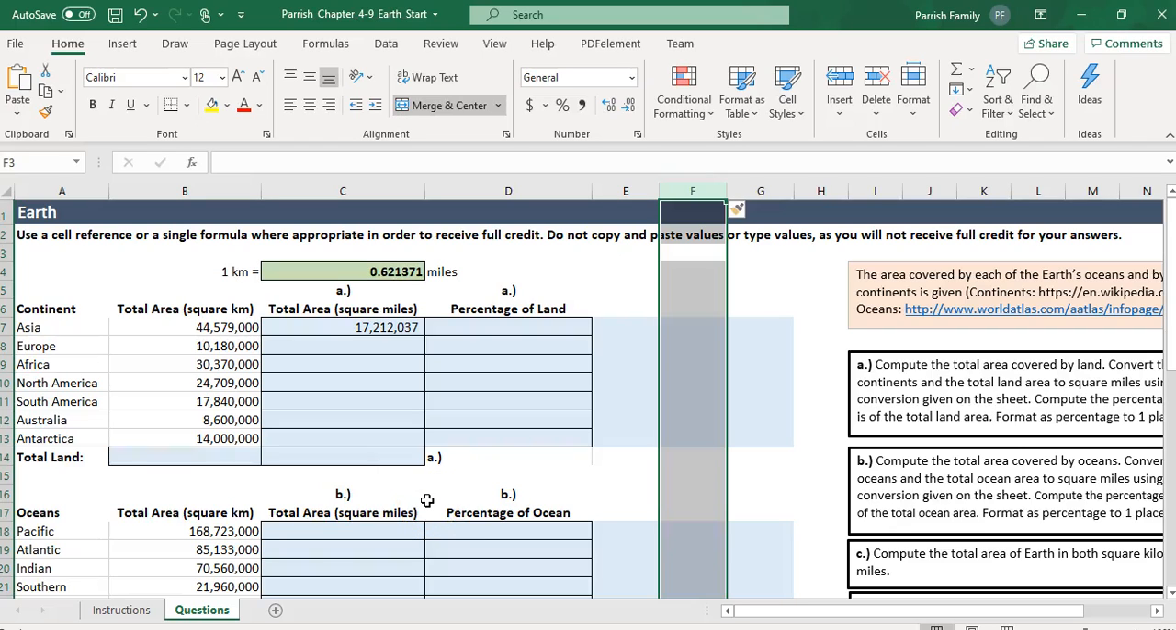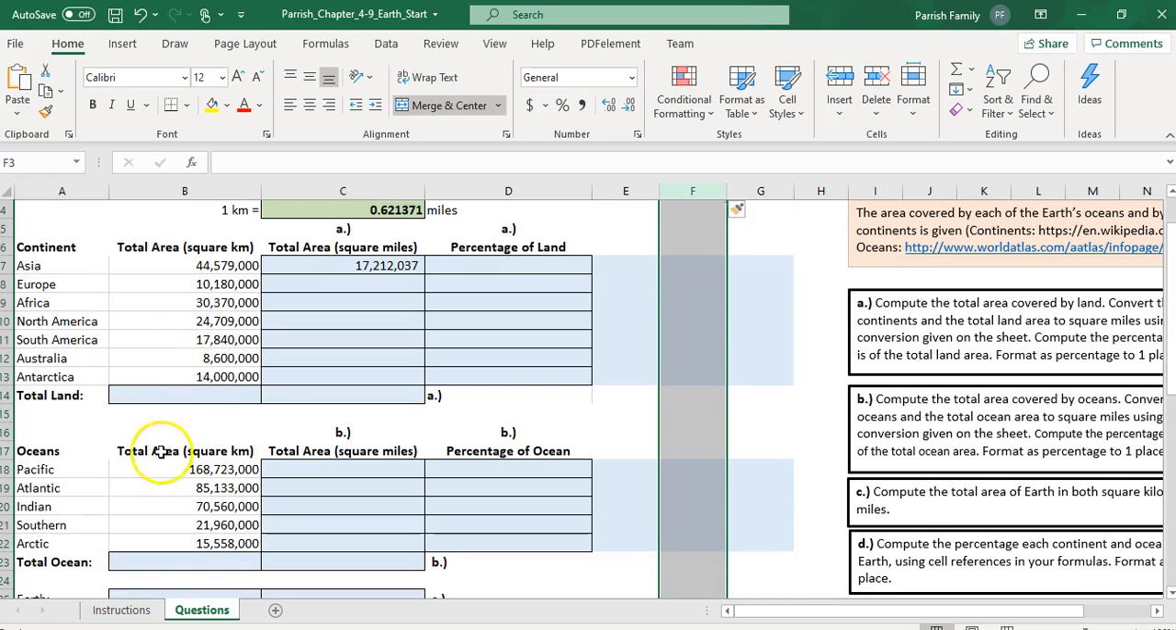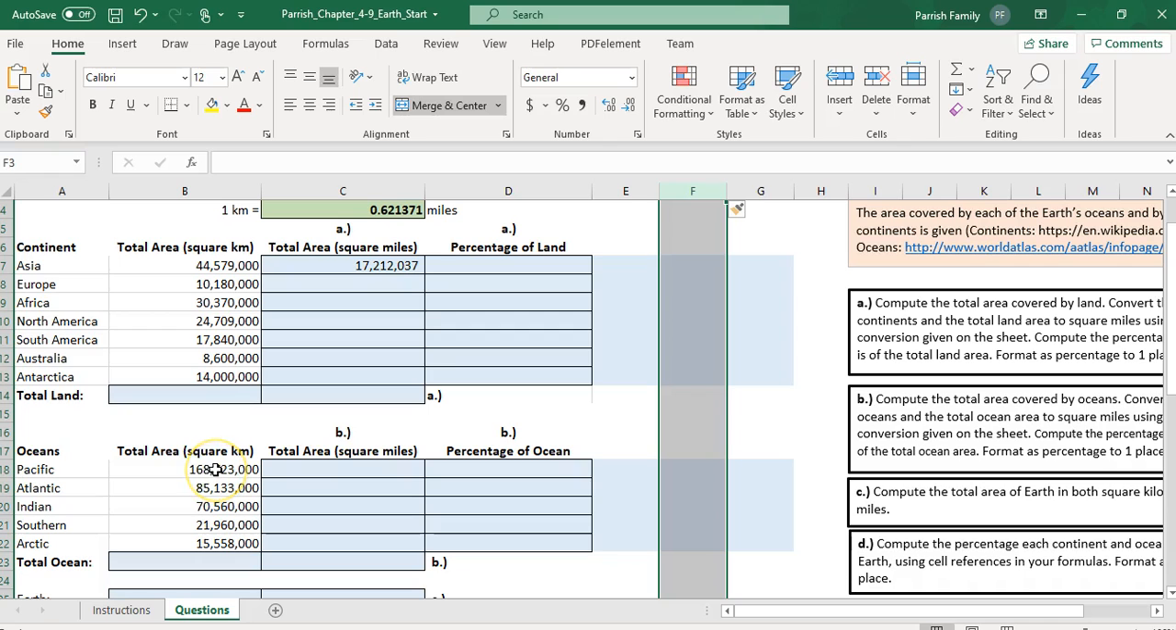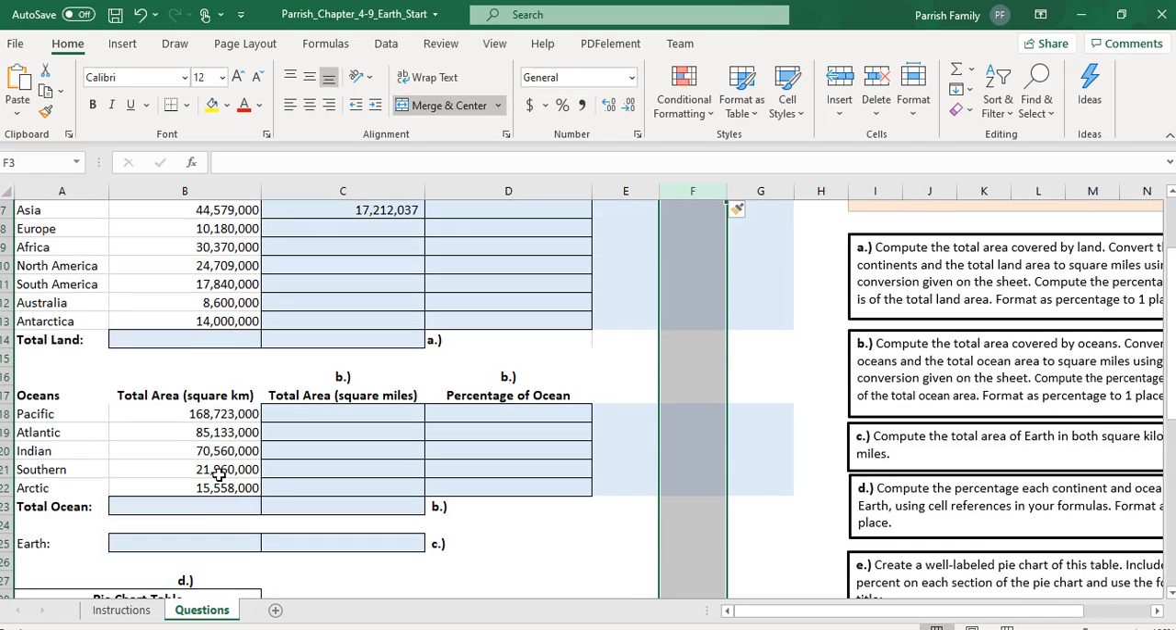All right, we're going to look at the Excel 4.9 that's on Earth. What you have here are the different continents on the Earth and the total square kilometers of area for each of those continents. And then we also have the different oceans on Earth and the total square kilometer area for those oceans. You can see here that Asia has the largest square kilometers of area, and you can see that the Pacific Ocean is the largest. So that just gives you an idea.